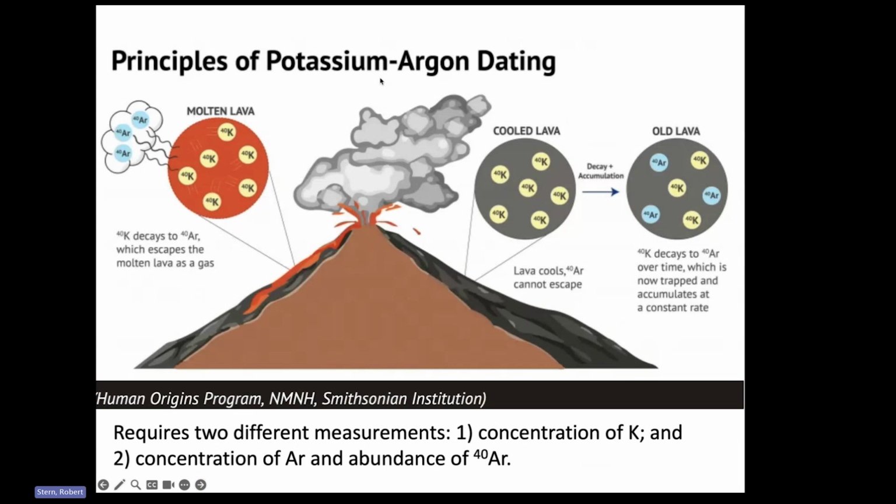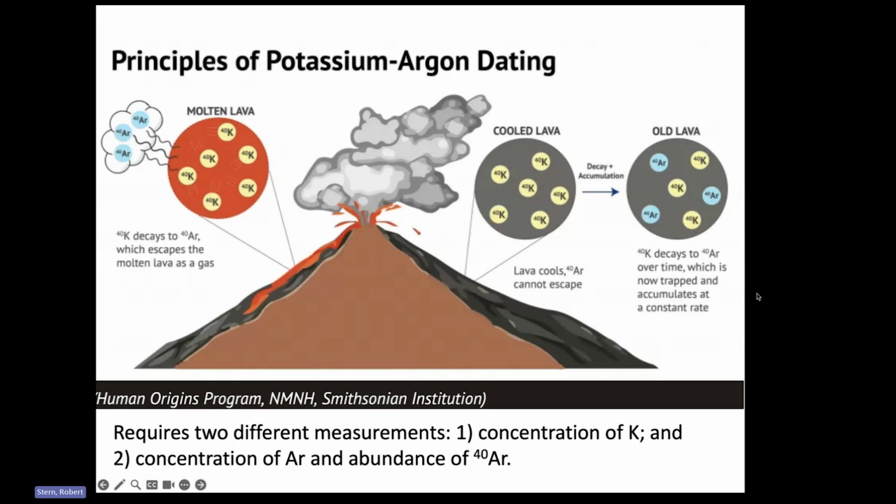All right, so basically the principle of potassium-argon dating is, you've got a molten lava, and when it erupts, it releases all of the argon to the atmosphere. So the only thing that's in the lava is potassium-40. After it cools, slowly the potassium-40 decays to argon-40, and in an old lava you'll get something like that.